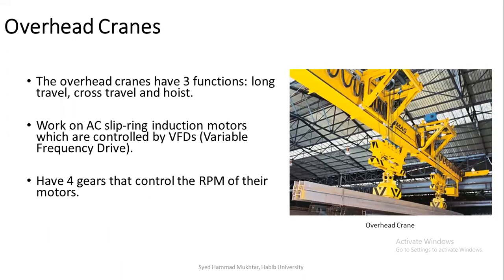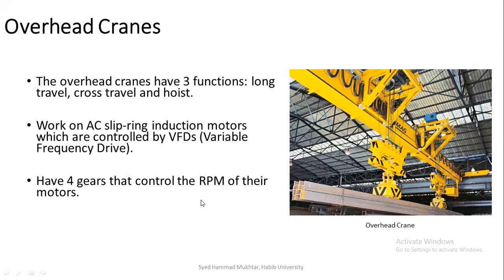Now let's talk about overhead cranes. Overhead cranes installed in a steel rolling mill have essentially 3 functions: long travel, cross travel, and hoist. They basically work on AC slip ring induction motors, which are controlled by VFDs, variable voltage, variable frequency drives. These drives make use of 4 gears that control the RPM of the motor, which is hence used to operate the crane.